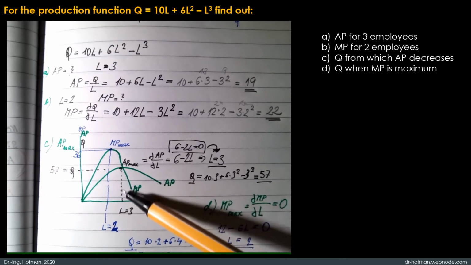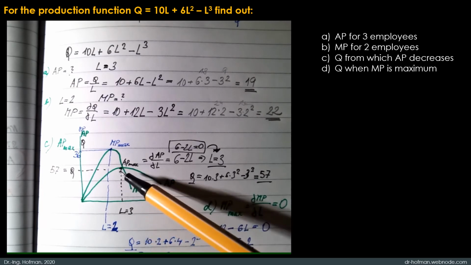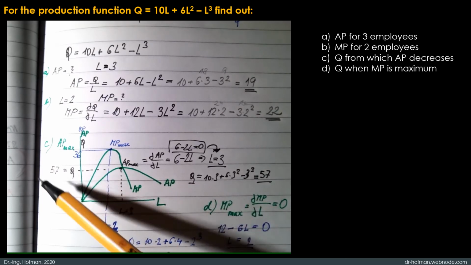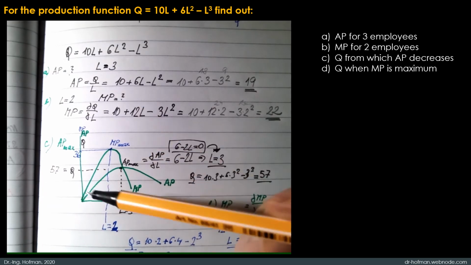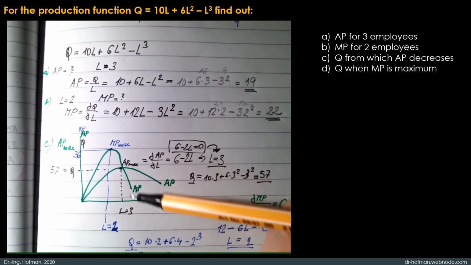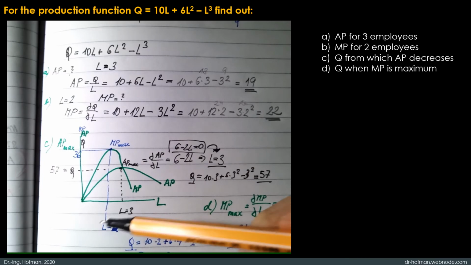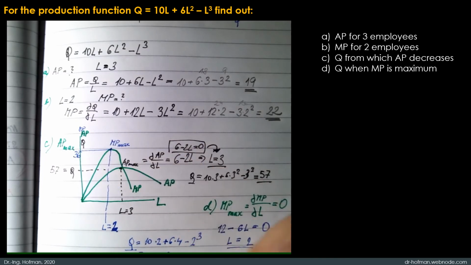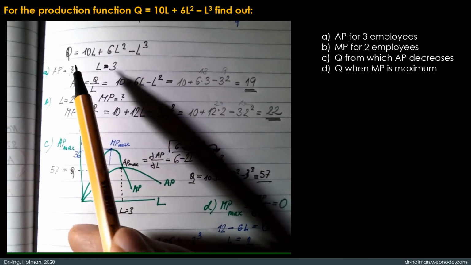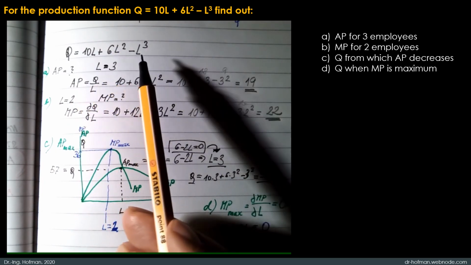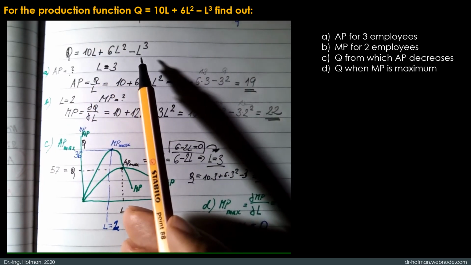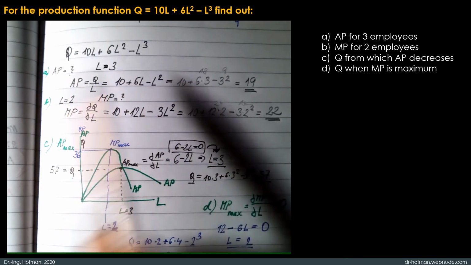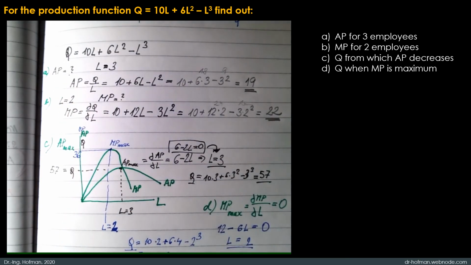The marginal product has its maximum at this point. Marginal product is maximum at the point 36 level of production. And because the production function is only expressed by the L factor, only one factor, it's a short run function.